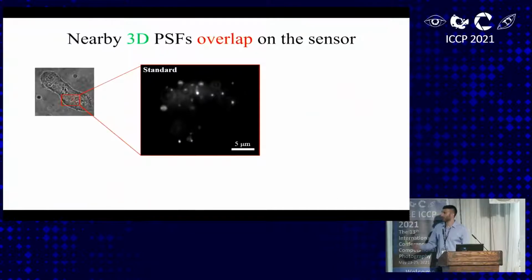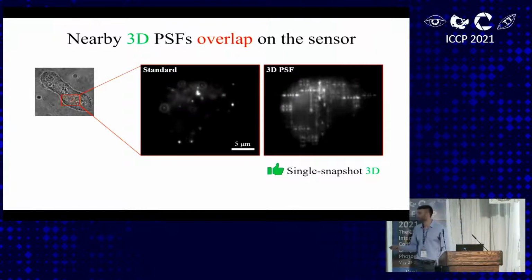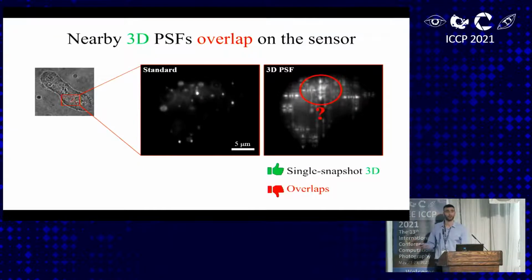Now, coming back to the 3D tracking application from earlier, applying this trick in the Fourier plane, we get a time-lapse of images that looks something like this. You see that all of our out-of-focus emitters have a distinct shape telling their depth, and therefore we're truly acquiring the entire 3D volume with a single snapshot. However, if we look at nearby points, we see that their shapes overlap on the camera, and therefore this makes it difficult to precisely tell their 3D positions.